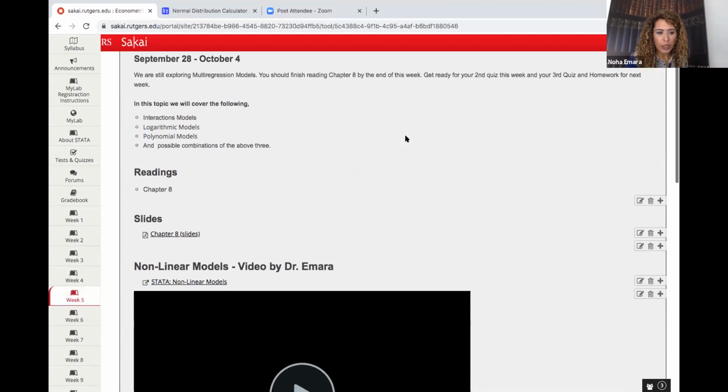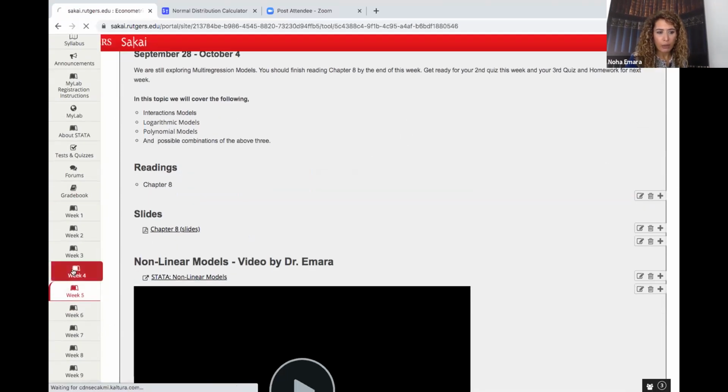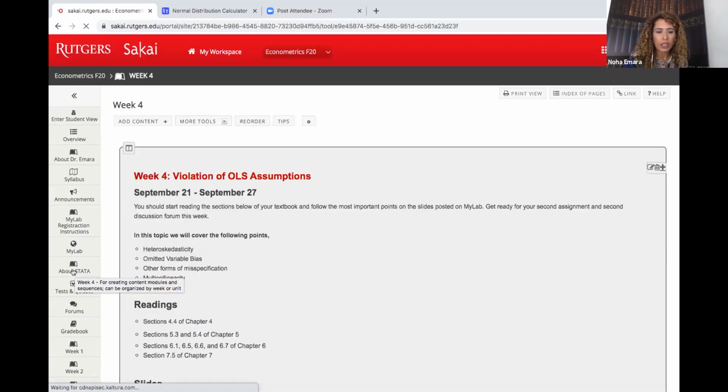Last week, we didn't cover everything that I was supposed to cover because we had the link issue at the beginning of the class, so we missed about 30 minutes. We were able to cover heteroscedasticity and just an introduction to multicollinearity, and we still have to cover the remaining multicollinearity, the omitted variable bias, and other forms of misspecification.